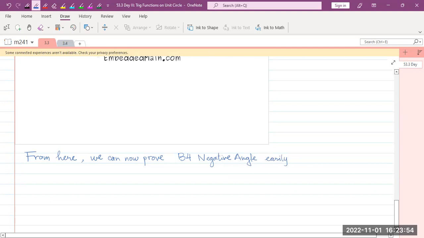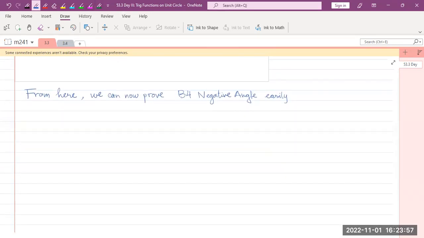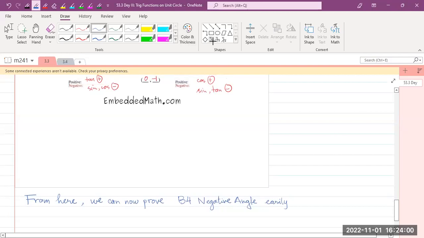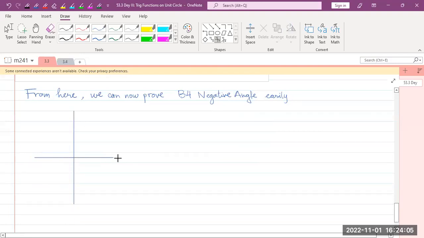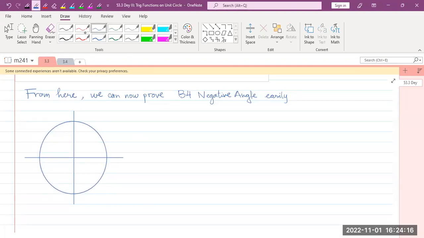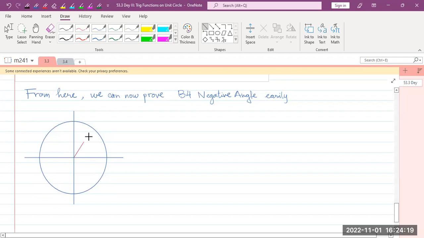It is by observing the following. Suppose we have, again, a unit circle. Notice if I have the angle theta here, radius 1, so the coordinate here must be cosine theta, sine theta, right?